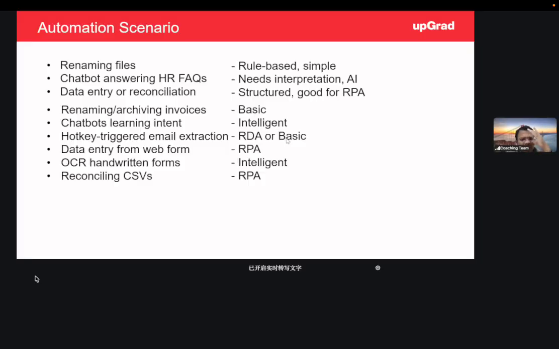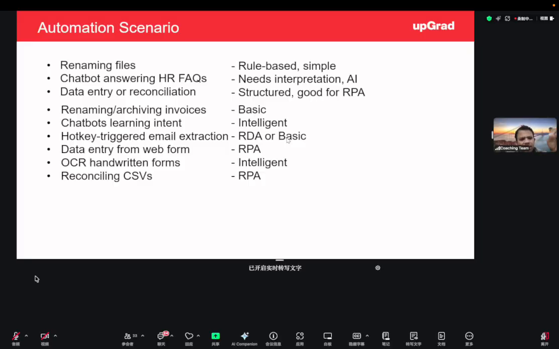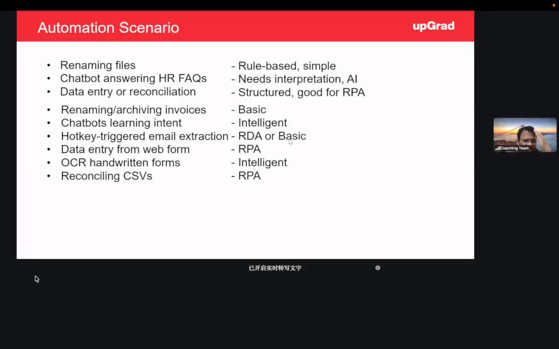Now, data entry from a web form is a classic use case for RPA. OCR, optical character recognition, needs image processing. Therefore, the deep learning concept comes in. So which is RPA here? Reconciling CSVs is RPA.